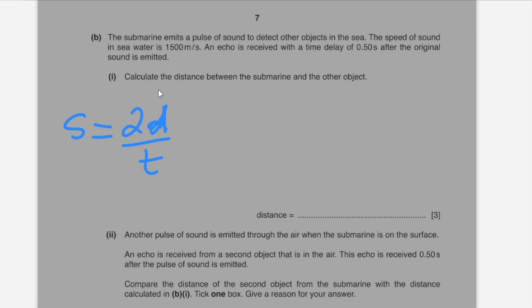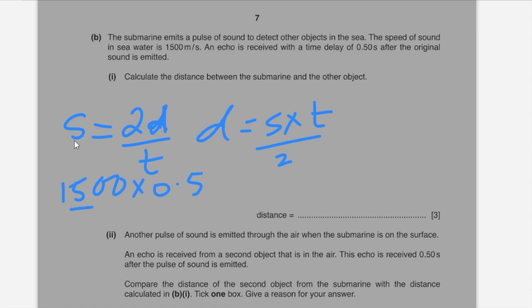So this is the formula of speed over here, and shifting the time and 2 towards the left hand side gives us the formula of distance as speed into time divided by 2. So speed given in the question is 1500 multiplied by the time, which is 0.5, divided by 2.